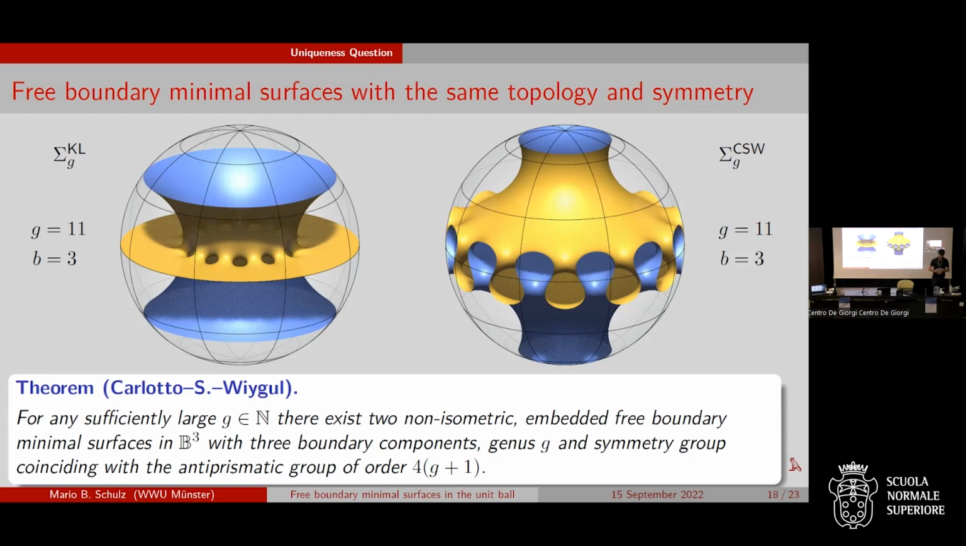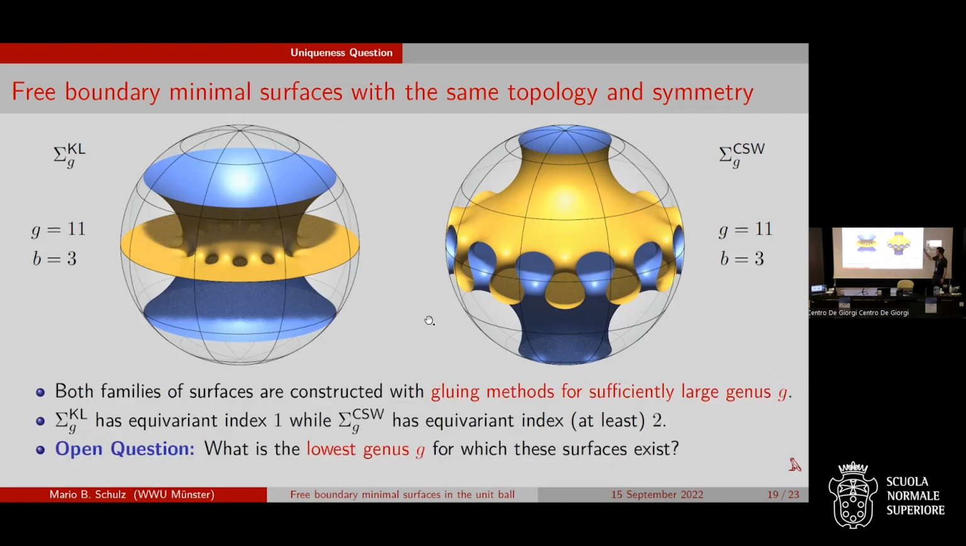So let me tell you a little bit more about these surfaces. Both families, in fact, are constructed using gluing methods. I told you this one is the desingularization of catenoid and disk, and this one is also some sort of gluing construction. I will tell you how exactly we do that. They have the same topology and symmetry, but still different properties. This one has equivariant index 1, while this one has equivariant index at least 2.